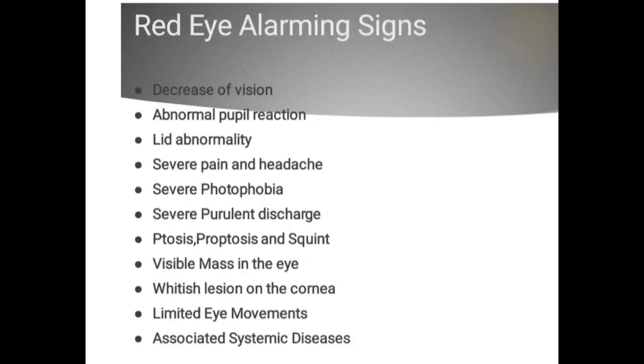And in alarming red signs you will have decrease of vision, abnormal pupil, lid abnormality, pain, photophobia, discharge, ptosis, proptosis, squint, any lesion on the cornea, limited eye movements, and associated systemic diseases. So this is the first condition.